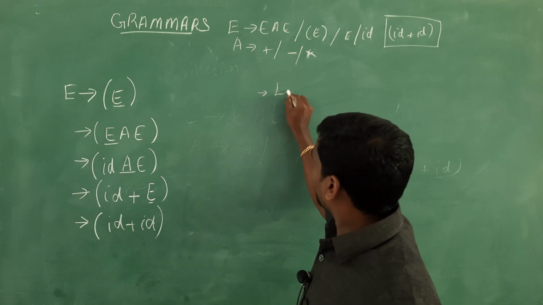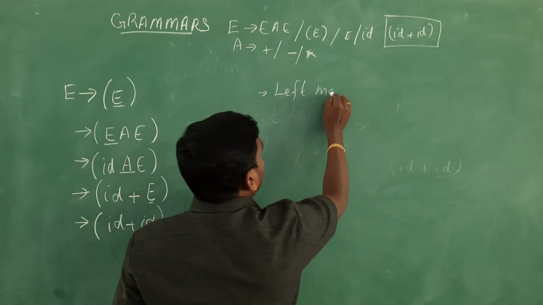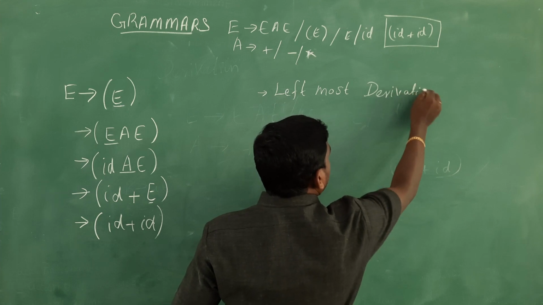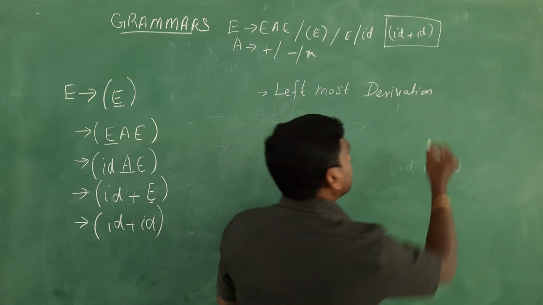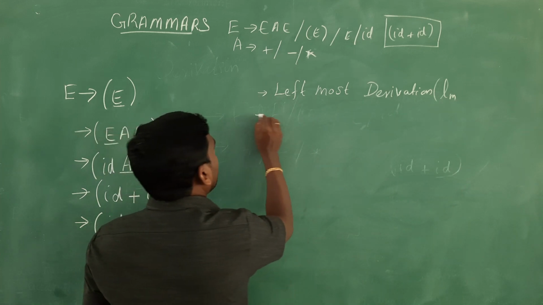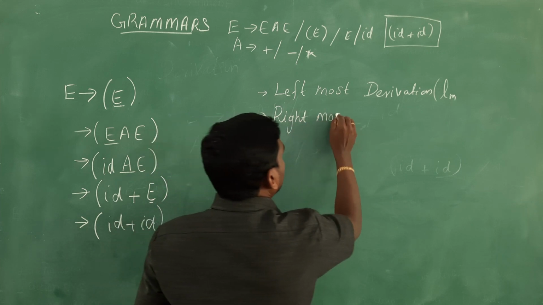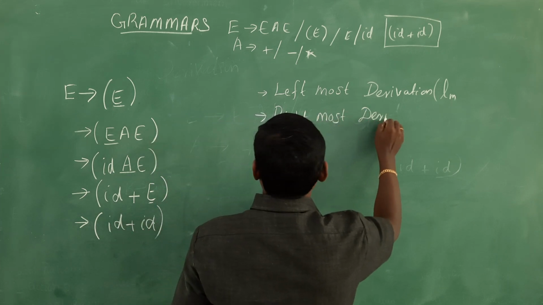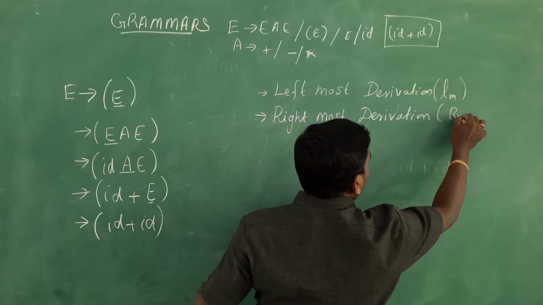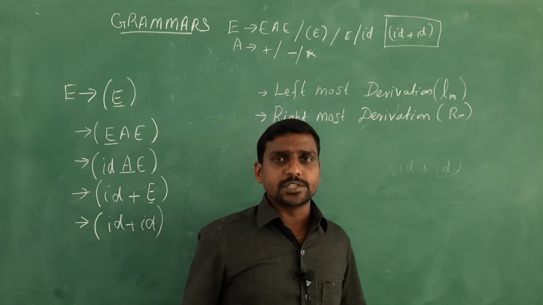There are two types of derivation. One is leftmost derivation, which we simply denote as LM. Another one is rightmost derivation, which we denote as RM. LM means leftmost derivation, RM means rightmost derivation.